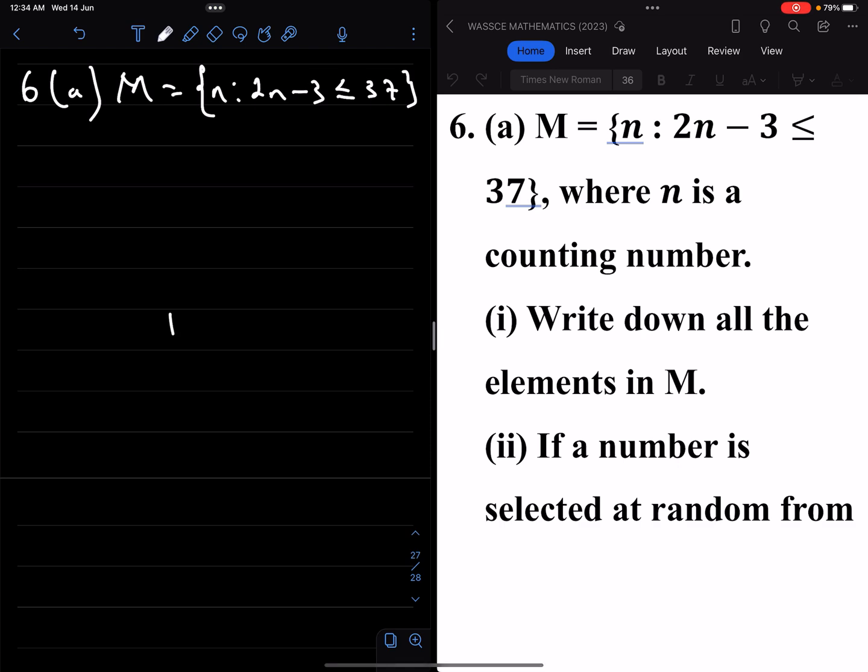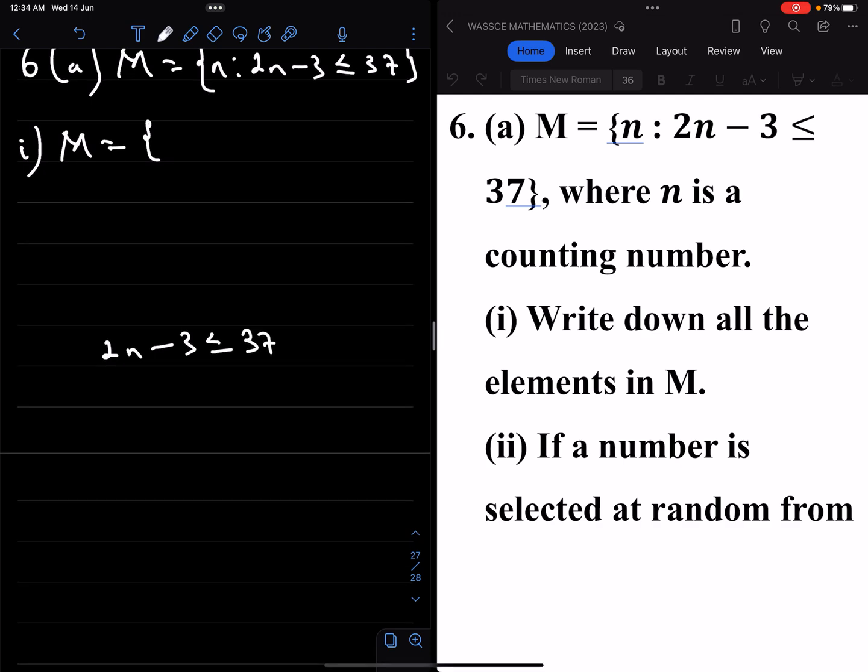It's going to be 1, 2, 3, 4, 5, 6, 7, 8, 9, 10, and so on. Roman figure 1: write down all the elements of M. Okay, let's do that. These are going to be the elements of M. n is such that 2n minus 3 is less than or equal to 37. So let's test n equals 1.